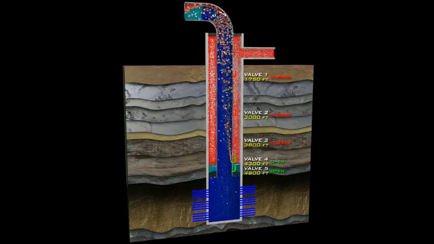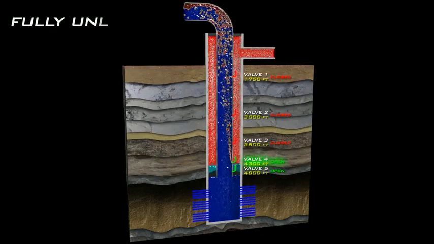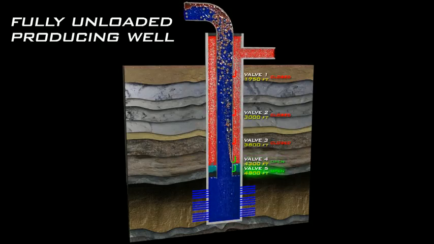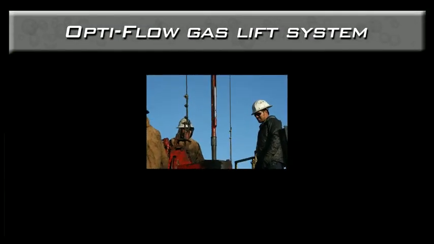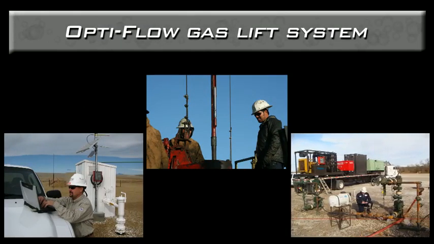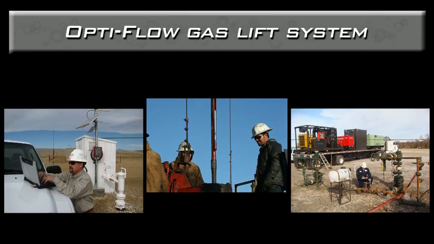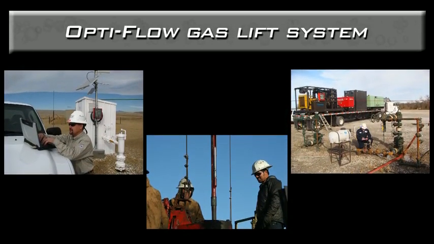The valve at the point of injection remains open, as does the submerged valve below it. Fluids can continuously unload through these valves, and the well is able to flow at its optimal rate. The OPTI-FLOW Gas Lift system from PCS is an extremely flexible artificial lift solution that can adapt to the flowing conditions throughout the well's lifespan.